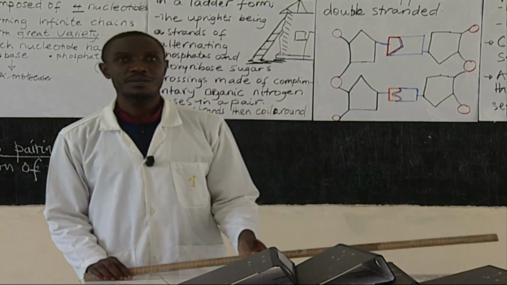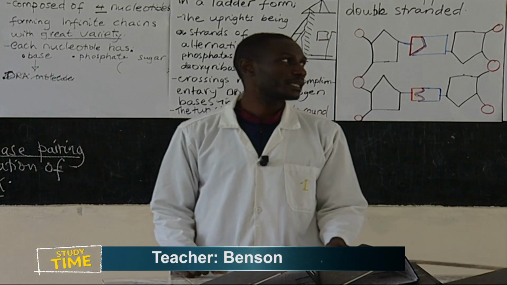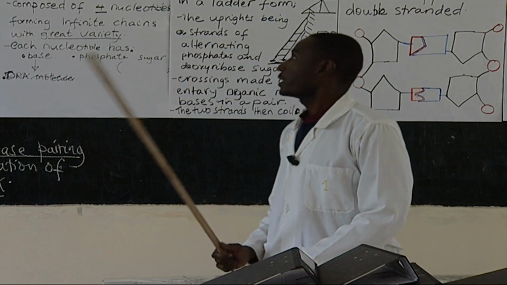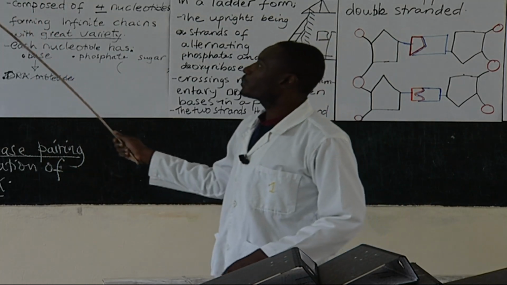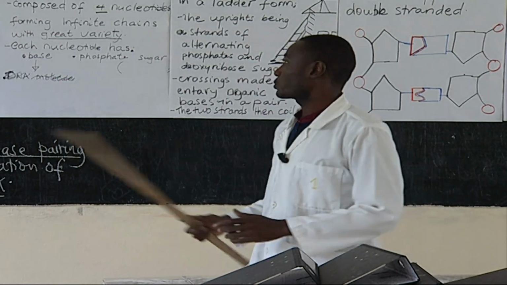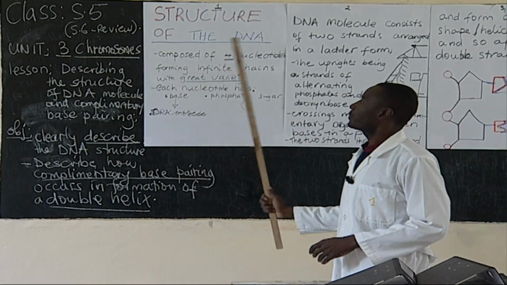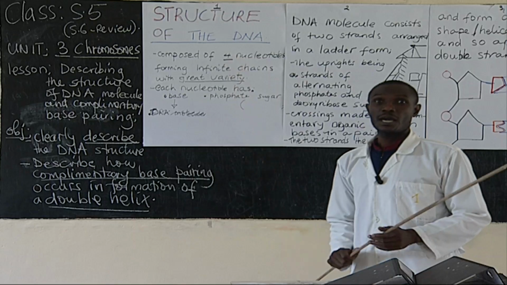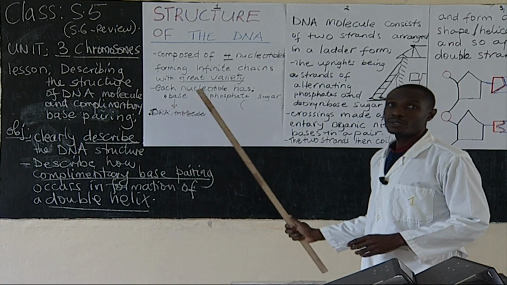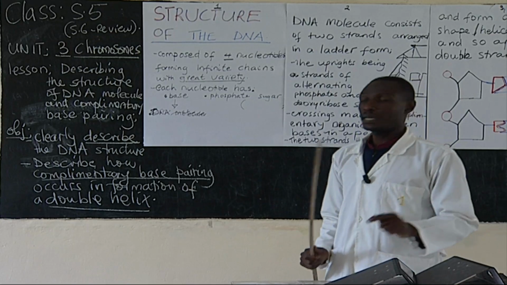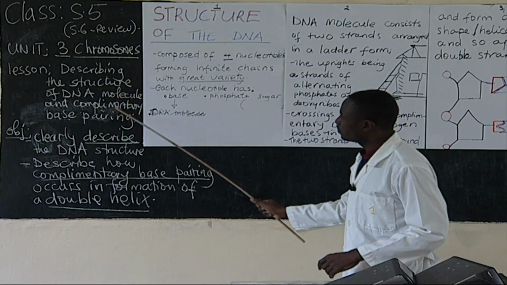Hello viewers, welcome back. Here we are again with lessons from biology under Unit 3 like we said. And like I've already mentioned, we are still in Unit 3 and this should be an advantage for the senior sixes because you take this as your review. We are looking at describing the structure of the DNA and at the same time to be able to see how within the structure of the DNA the bases have to pair up. So we refer to it as complementary base pairing.